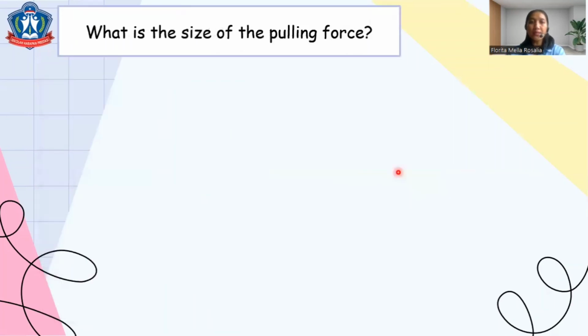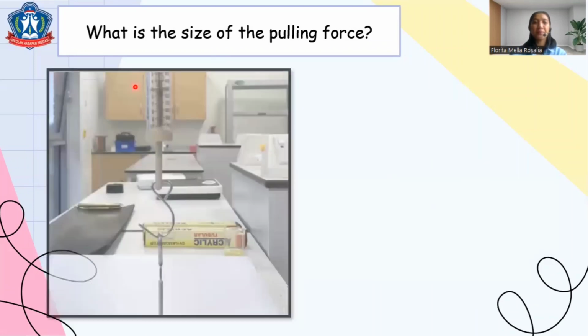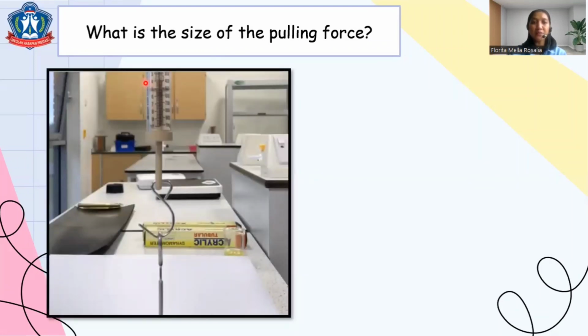So, what is the size of the pulling force? When we read the force meter, the pointer should be at eye level. If you see here, can you see the size of the pulling force applied in this picture? Right, this is 5 Newton.